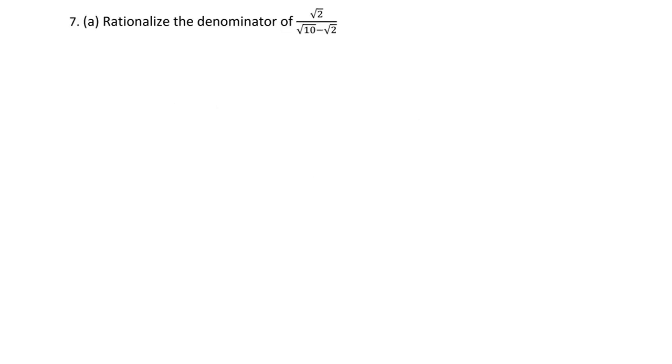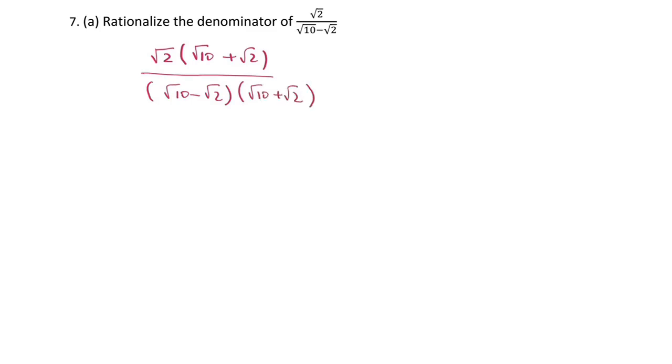Question number 7a, rationalize the denominator of √2 over √10 minus √2. Okay, so to rationalize this, we are going to multiply both numerator and denominator by √10 plus √2. Then we have √2 times, in brackets, √10 plus √2, over √10 minus √2 times, in brackets, √10 plus √2.